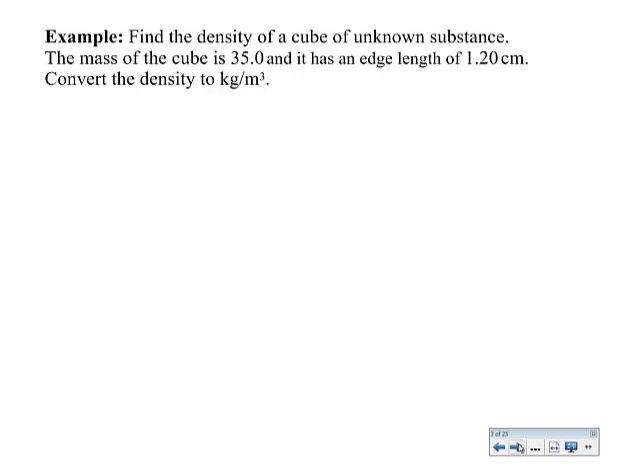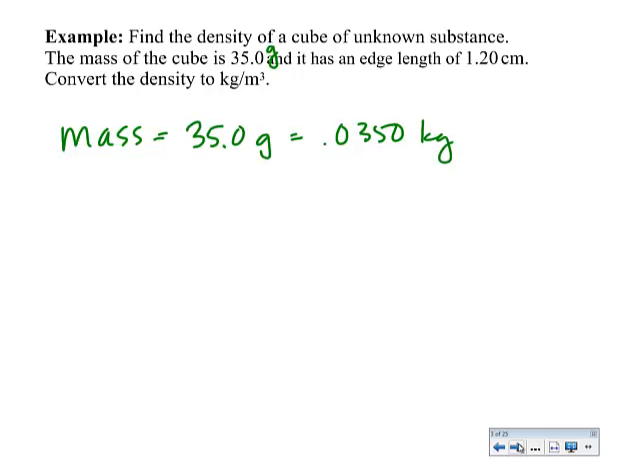Let's do an example. Find the density of a cube of an unknown substance. The mass of the cube is 35, this should say grams, and it has an edge length of 1.2 centimeters. Convert the density to kilograms per meter cubed. So our mass, in this example, is 35 grams, which is equal to 0.035 kilograms.